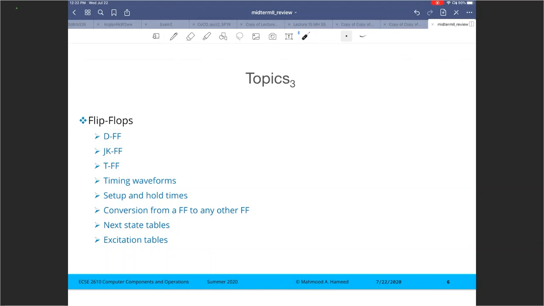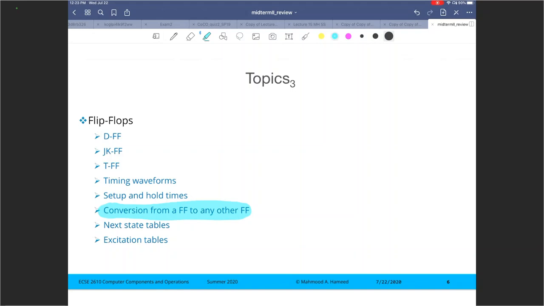The types of flip-flops that we looked at, SR, JK, and a toggle flip-flop, their timing waveforms, their timing parameters of interest, the setup time and the hold time, apart from, of course, the propagation delay. Then this is probably highlighted now: conversion of a flip-flop to any other flip-flop. No guesses there. This problem will appear on the exam.